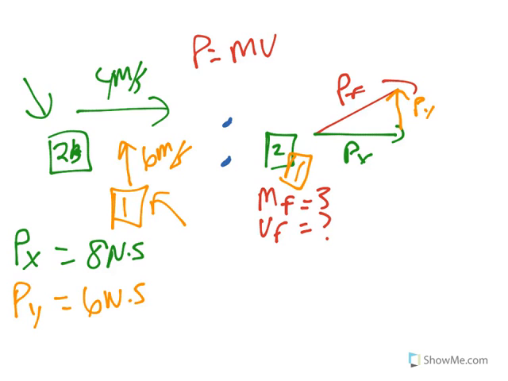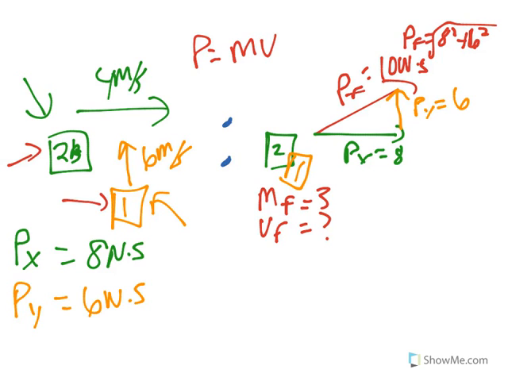6 Newton seconds. So then that means that this is 6 and this is 8, which if you do the Pythagorean theorem, pf equals the square root of 8 squared plus 6 squared, you would get pf equals 10 Newton seconds. Alright, so that's how you calculate it. The reason, again, is that the green is the only thing contributing to the momentum in the x, and the orange is the only thing contributing to the momentum in the y. So they add together to equal the final momentum of 10 Newton seconds.